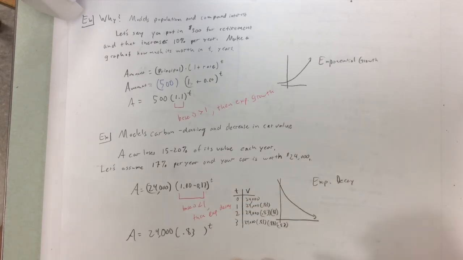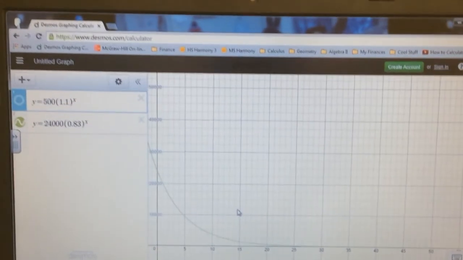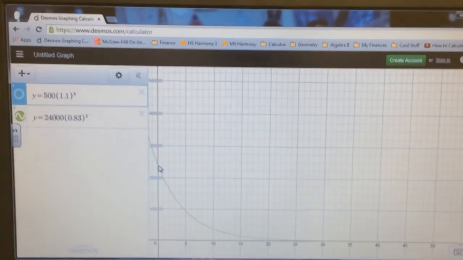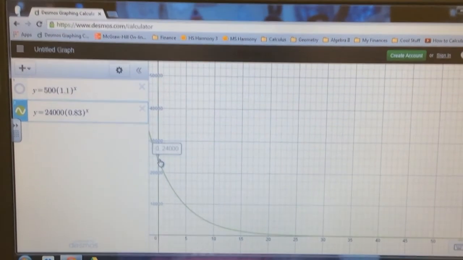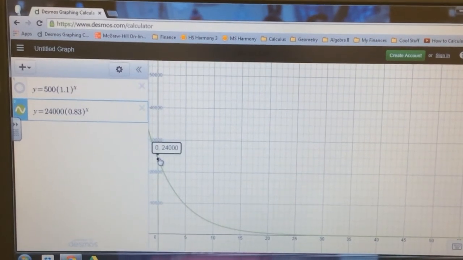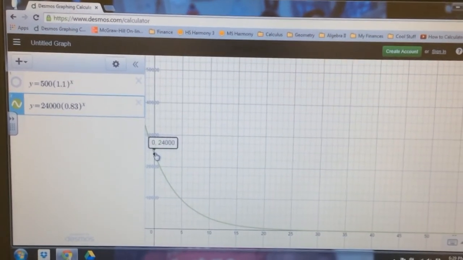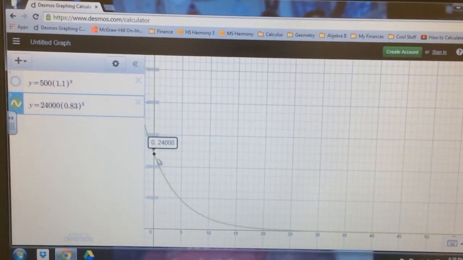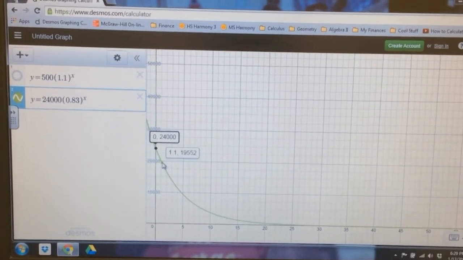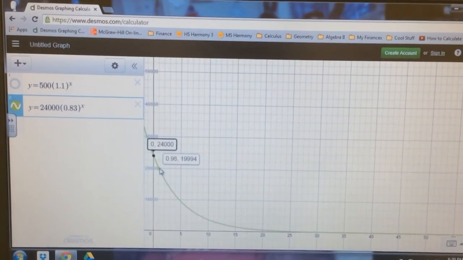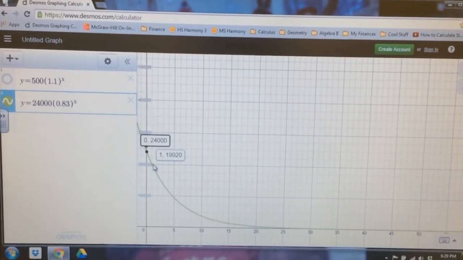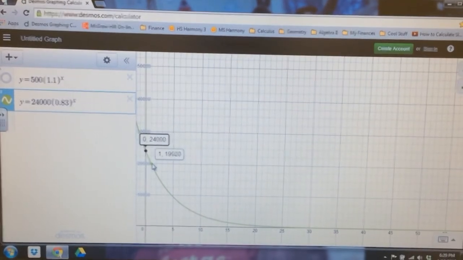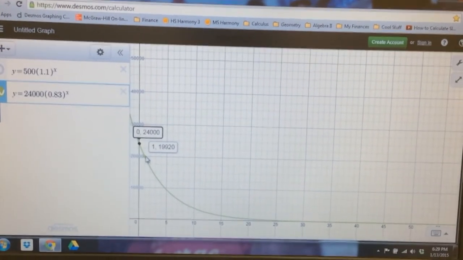So we're going to graph this and then use the graph to figure out how much this is going to be worth after 5 years, 10 years, etc. I'm going to head over to the computer now. So if we graph this, we're going to see that at time 0, it was $24,000. That's when we bought the car at time 0. And now after close to a year, it's worth $19,920. So it's gone down by over $4,000 the first year.